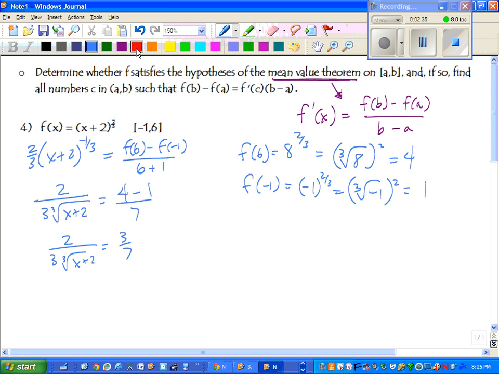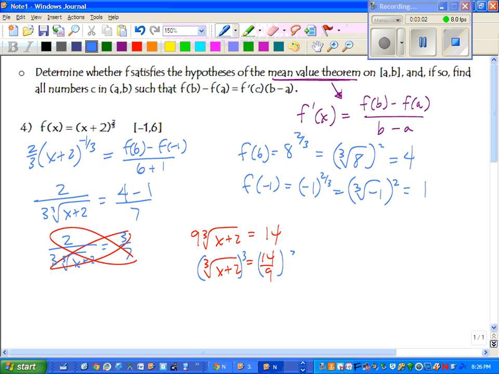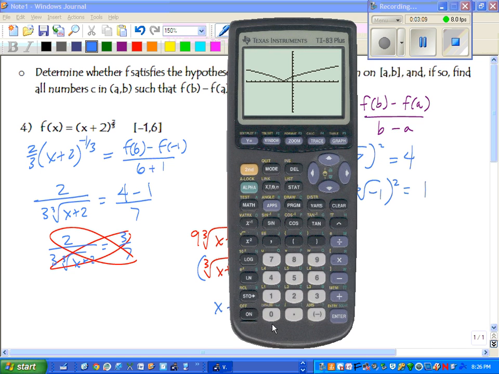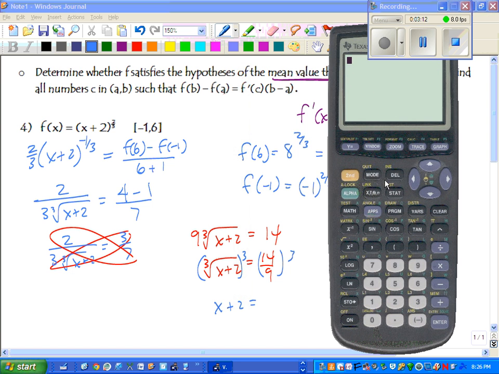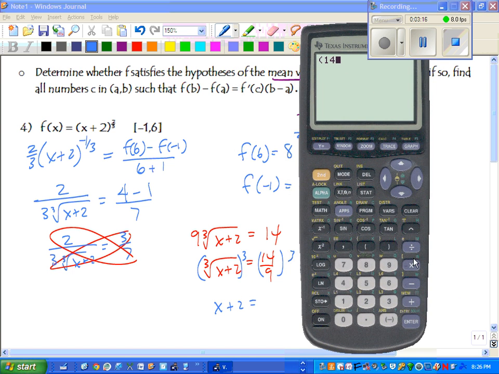So, to get rid of these fractions, I would go ahead and cross multiply. So 9 times the cube root of x plus 2 equals 14. We can divide both sides by 9. And in order to get rid of this cube root, we're going to cube both sides. So (14/9) cubed. Make sure you have parentheses around that: 14 divided by 9, to the third. And then we're going to subtract 2 from that.